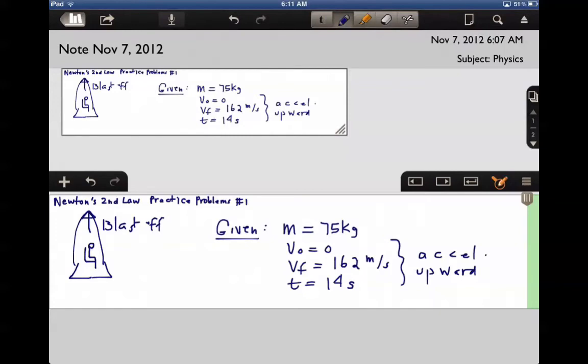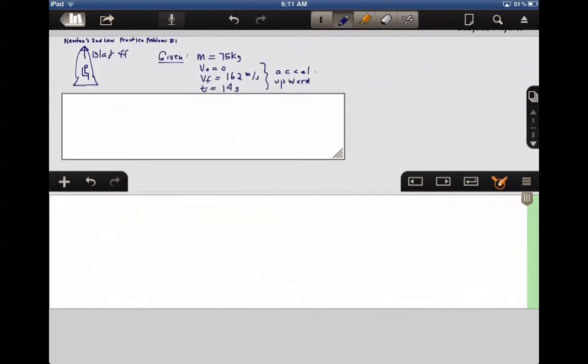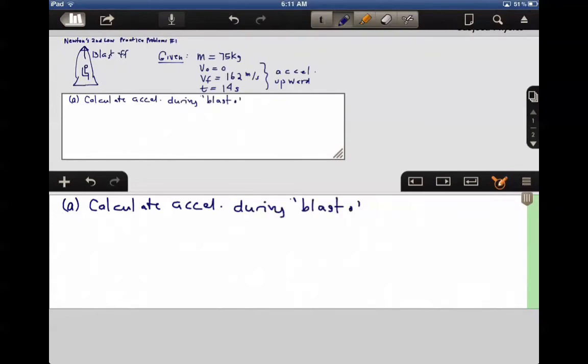So let's go ahead and do that calculation. So this is question A. Calculate acceleration during blast off. So I'm going to go back a couple weeks and use the relationship that a is the change in velocity over the change in time. Our change in velocity is starting at 0, ending at 162. And that happened in 14 seconds.